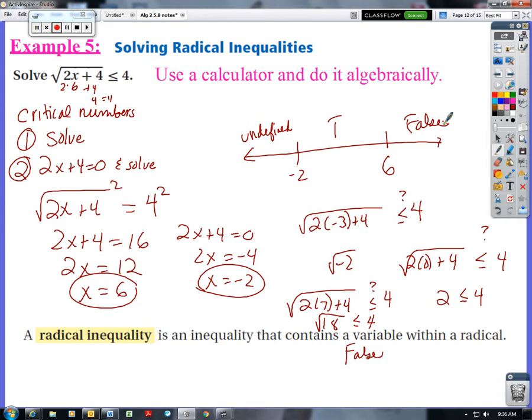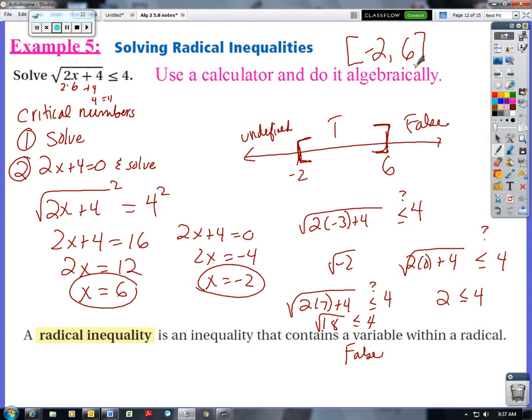So the only true interval is from -2 to 6. And you want to check and see, to decide whether it's a parenthesis or a bracket. If you do have an equal to here, it's probably a bracket, but just make sure. If you plug -2 in here, that's going to be 0, because that'd be -4 plus 4, which is 0. And 0 is less than or equal to 4. So that's not undefined. So it's going to be a square bracket because of this equal to. And then 6 will be a square bracket as well. So the answer is the interval from -2 to 6.